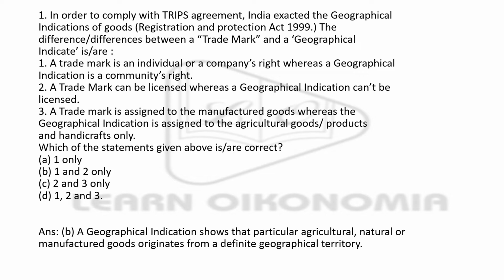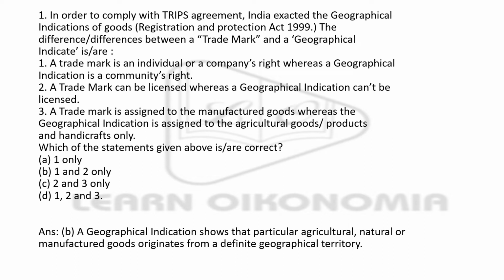So the statements are like this: a trademark is an individual or a company's right, whereas a geographical indication is a community's right. The second sentence is a trademark can be licensed, whereas a geographical indication can't be licensed. And the final and last one is a trademark is assigned to the manufactured goods, whereas the geographical indication is assigned to the agricultural goods or products and handicrafts only. These are the three statements given, and out of the three statements, which is the right, or which all are the right ones.